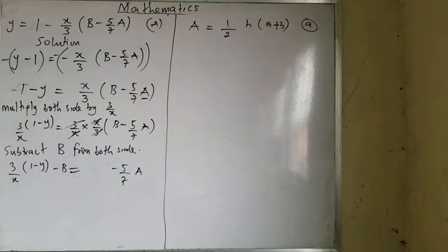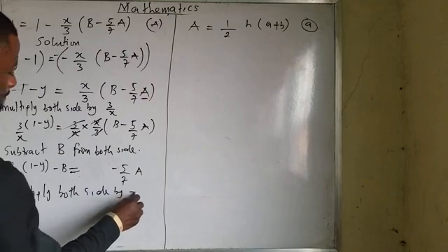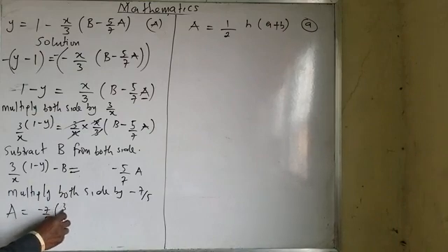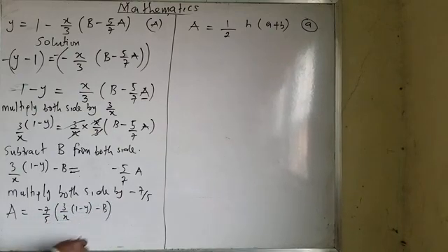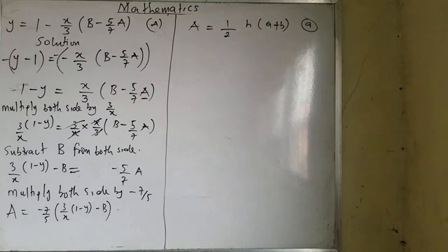Now, at this point I can multiply both sides by minus 7 all over 5, which is the reciprocal of this. It means my a will be equal to minus 7 all over 5 bracket of 3 all over x bracket of 1 minus y minus b. If I like, I can stop here, that is my answer.